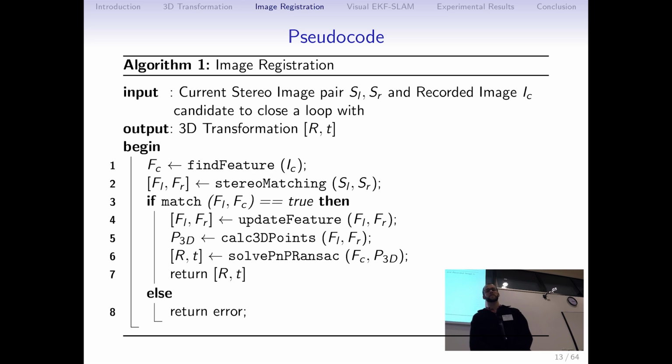The pseudocode of the image registration looks like this. So we take into account the current stereo image pair, left and right, here marked as SL and SR, and one loop closing candidate, which is marked as IC. First of all, we translate such image into a feature set, FC. We are using SIFT at this point.